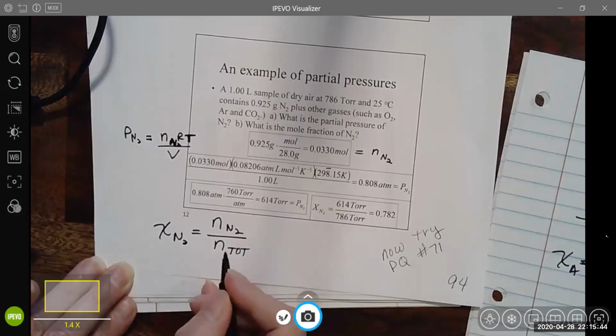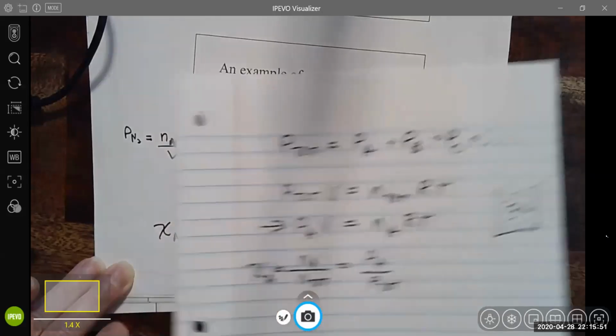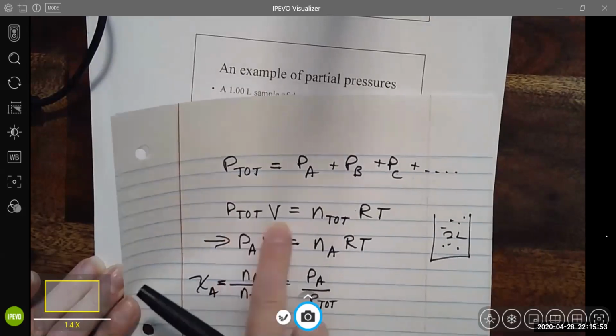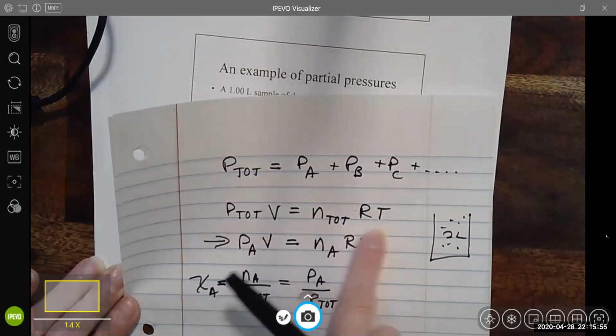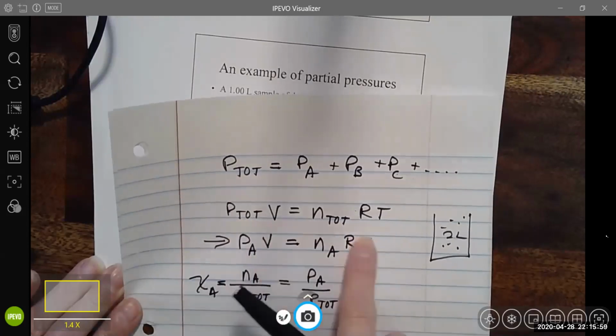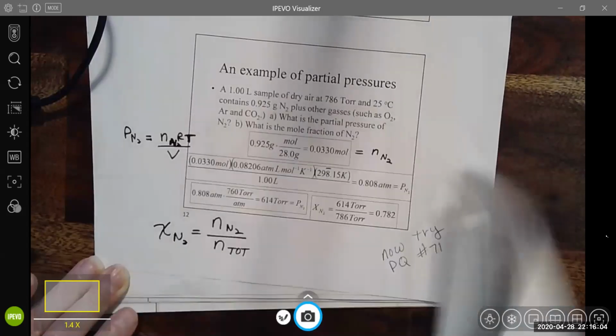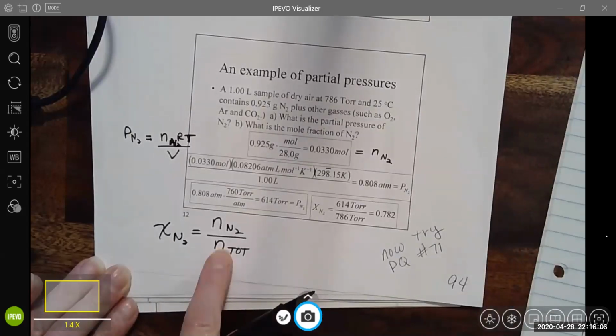We already have moles of nitrogen. Could we get moles total? We don't have it, but could we get it? Well, we could if we go to this equation, pressure total times volume equals moles total RT. We have the pressure total that's given to us. We have the volume, we have the temperature. So we could calculate moles total here. That would be an option. And if we have the moles total, then we could just plop it right in here and we're done. So that's one way to do the problem.